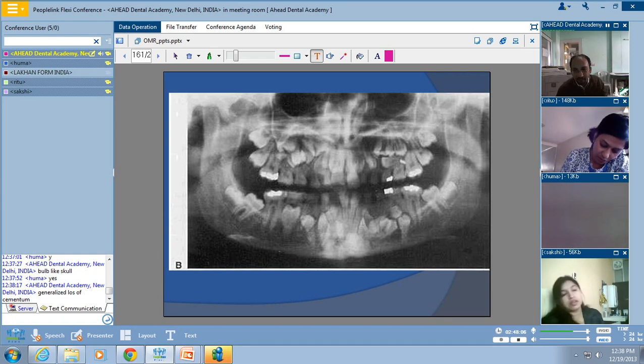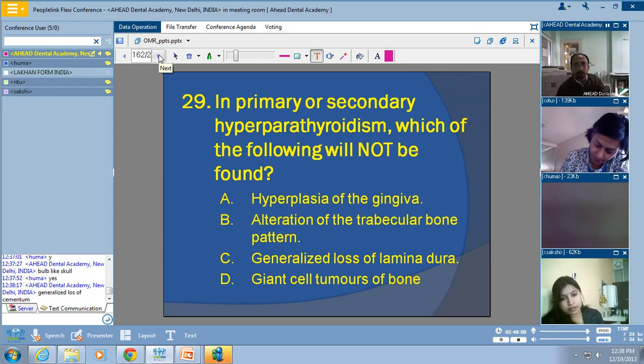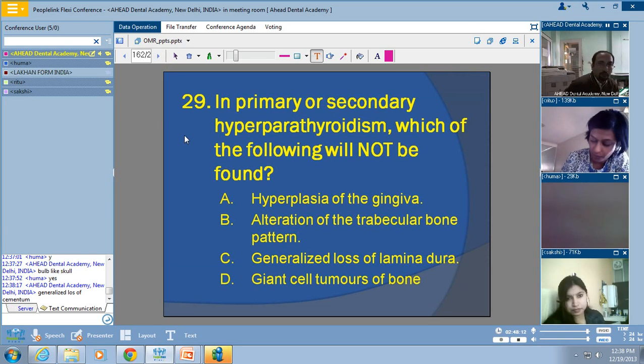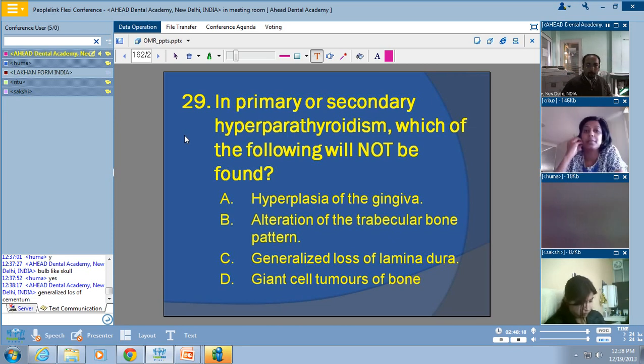Question 29. Which of the following will not be found? The word is not. So what do you think is the answer? Don't be in a hurry. Very good.